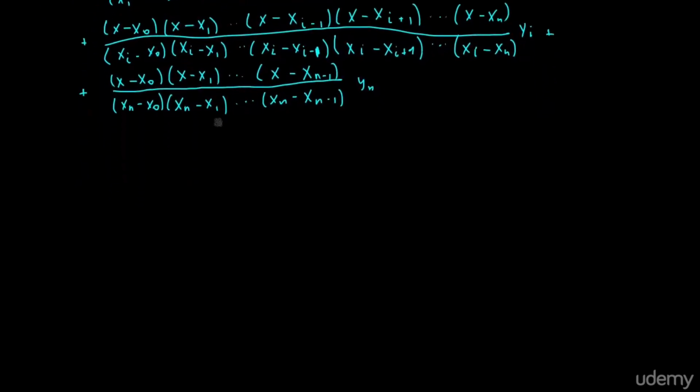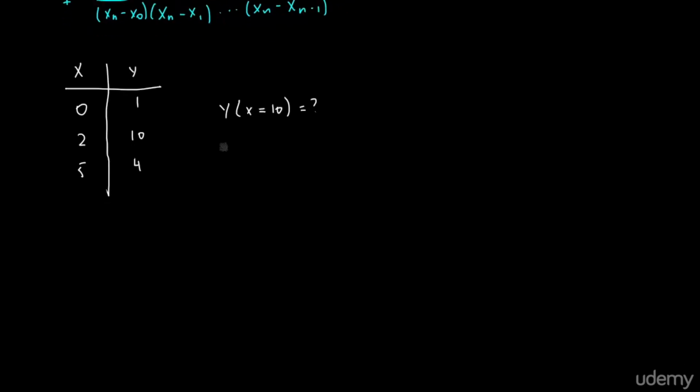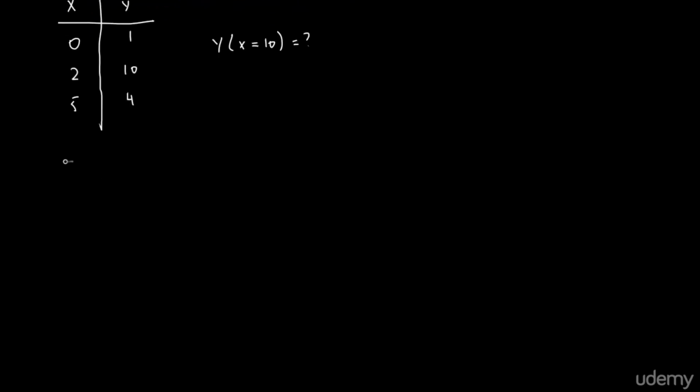So let's do a practical example of how you would do something like that. Let's suppose that we have a set of x and y values. So I'm going to just draw a simple listing. I have x values of 0, 2, and 5, for example, and y values of 1, 10, and 4. And what I want to do is calculate the value of y given that x is equal to 10. So what is it? Now we're going to apply this formula up above, so let's do that.